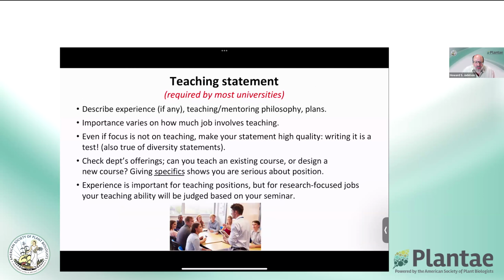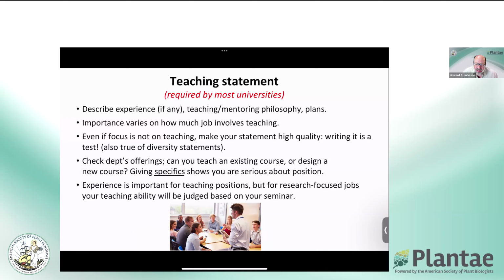So if you're applying to a university, you'll also be required to have a teaching statement. And here you'll describe your experience in teaching, if any. And I should say you're not required to have teaching experience for a research university. If you're applying to an institution where teaching is the emphasis, then teaching experience would help. But describe your experience, your philosophy in teaching and mentoring, and what you plan to do in the future.